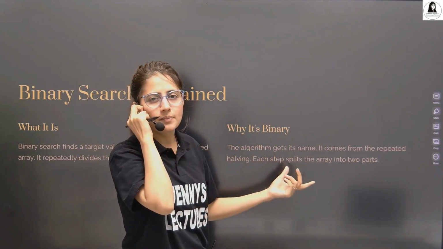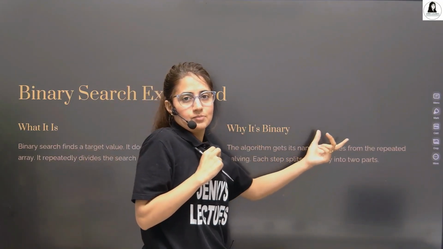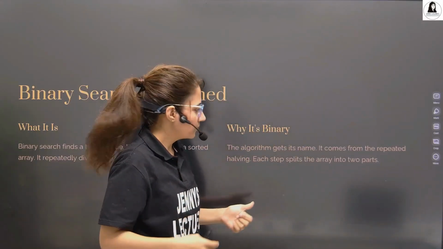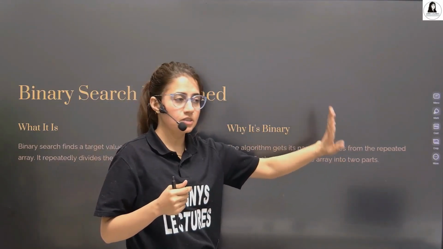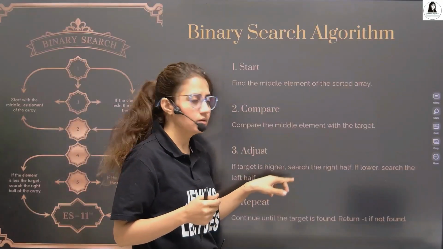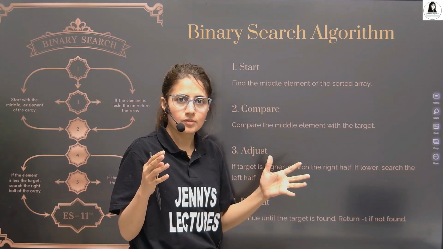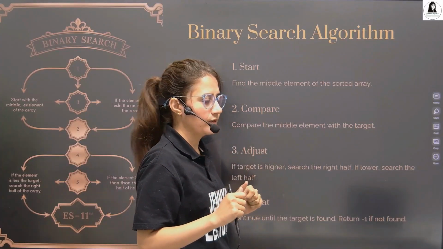Why is it binary? As the name suggests, it divides the array into 2 halves. So that's why it's binary. Binary means 2. We repeat the same process until we find the element or the search space is exhausted. What does that mean? I'll show you practically. Don't worry.